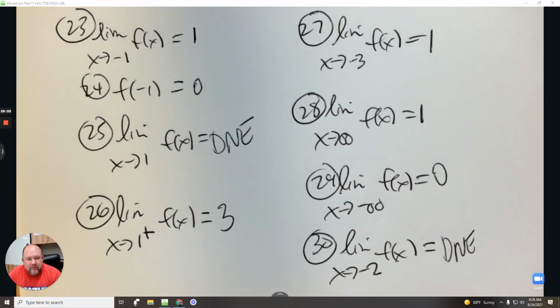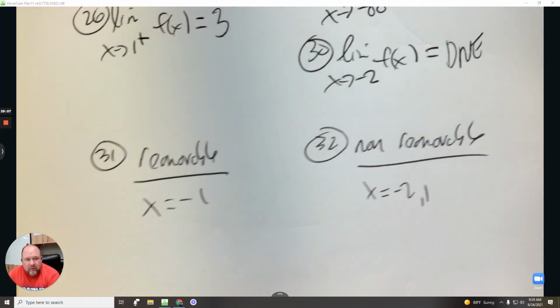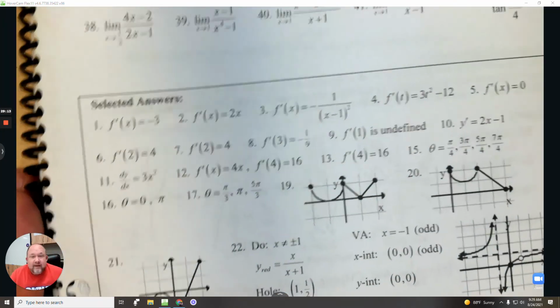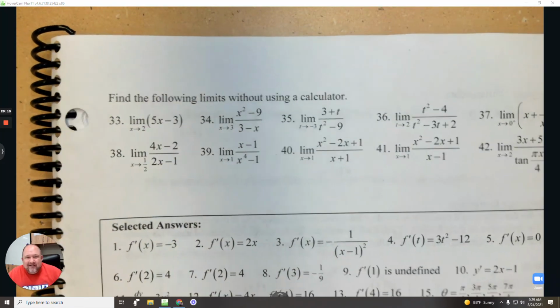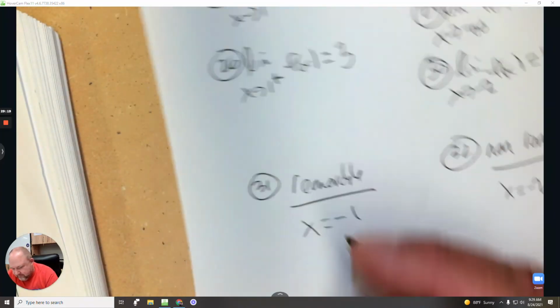So those are the answers there from 23 to 30. And then those are the answers in terms of removable and non-removable. All right, I know you can press pause if you had to. 33 and on. Find the following limits without using a calculator. All right, let's go.